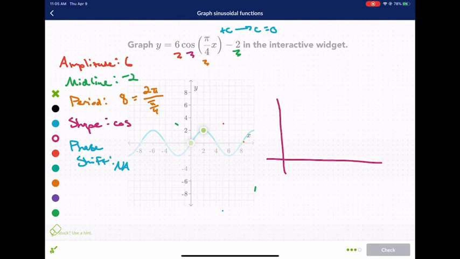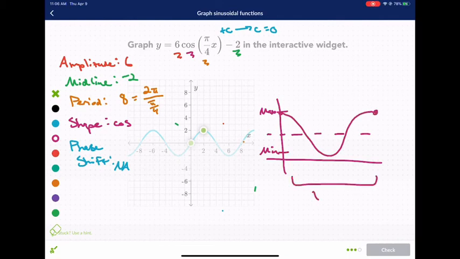All right. And looking at that shape again, just as a quick reminder, what does cosine look like in general? You've got your midline, your max, and your min. And cosine always starts at the max on the y-axis, goes down and up, and that's your period. That's one period. It repeats over and over and over again.